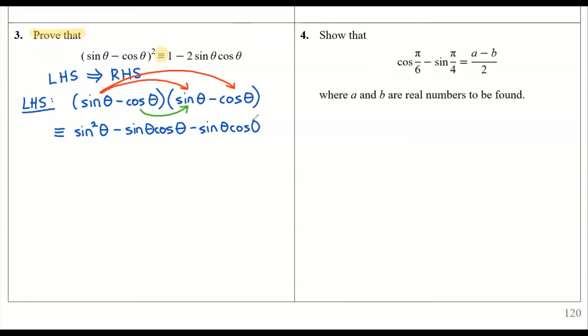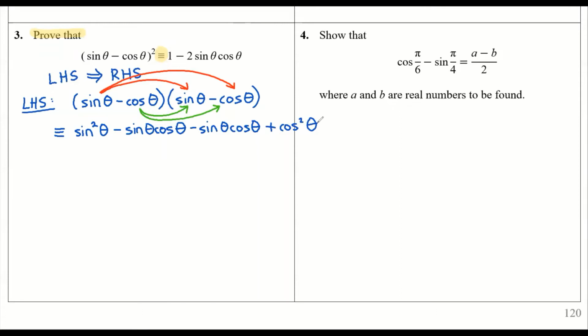Just writing them in the same order. Obviously, we can collect these together in a moment. And then for the final step in this expansion, we've got the negative cos theta multiplied by itself. So we have a double negative. Be very careful here. So that's going to be plus cos squared theta.